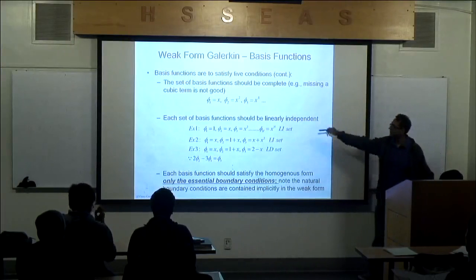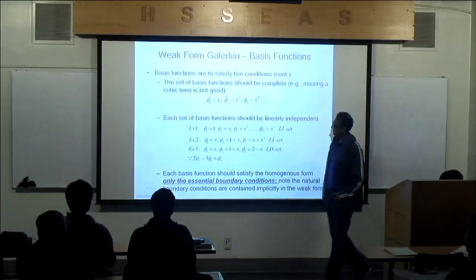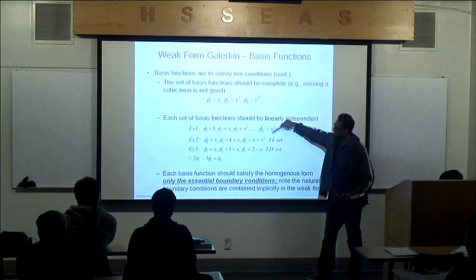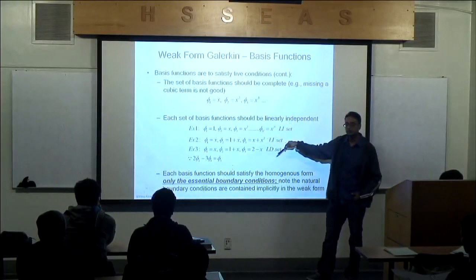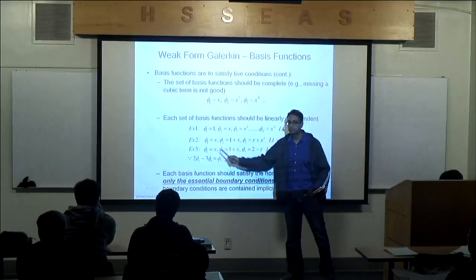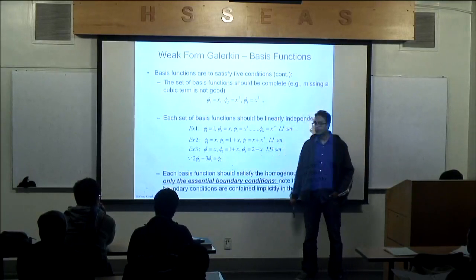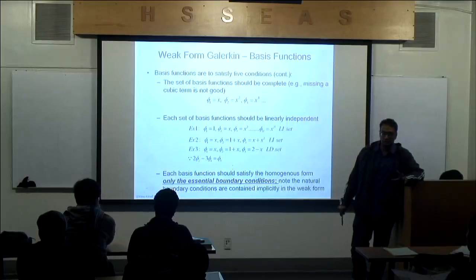So the same rules apply. A complete set needs to be considered. Okay. The basis functions must be not just complete, but also independent from each other, linearly independent. So you cannot write the other two terms in terms of the third one, for example. And I gave you an example here of something that's linearly dependent. If you do that, you'll get a singular stiffness matrix. It's not going to work out.